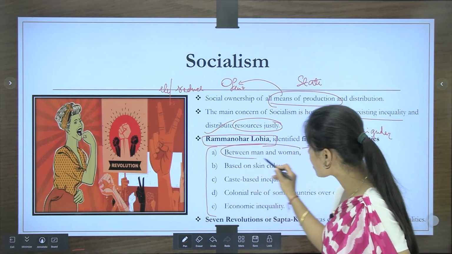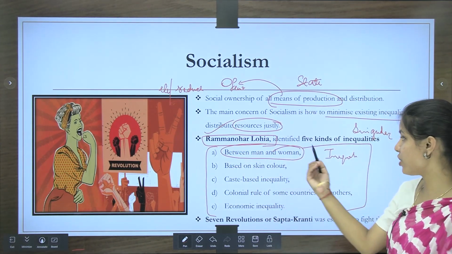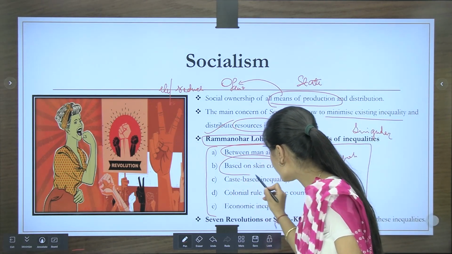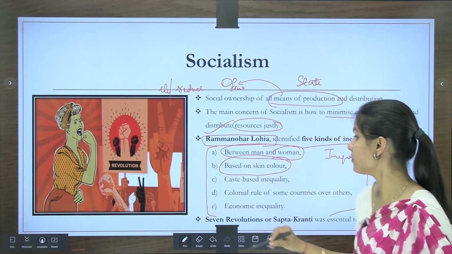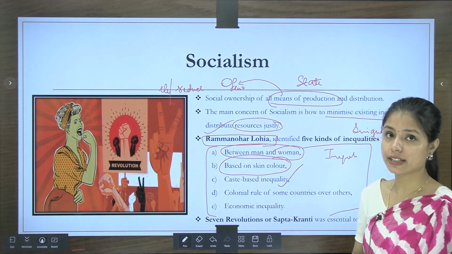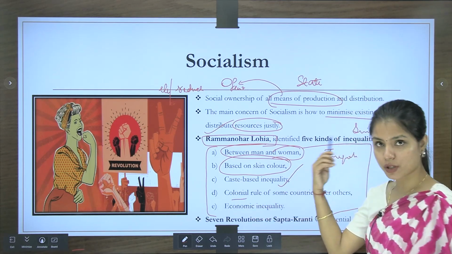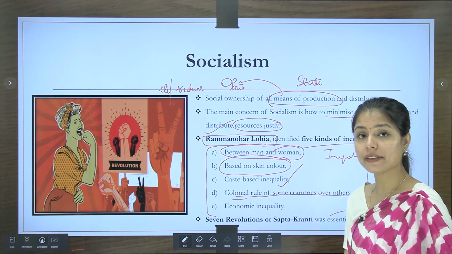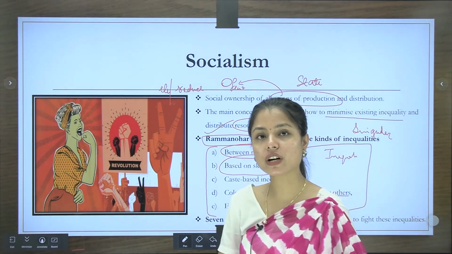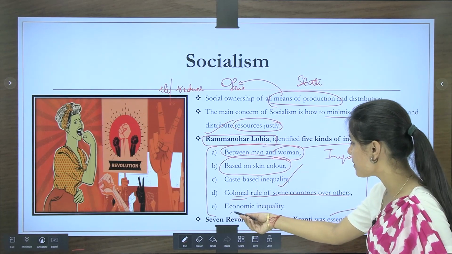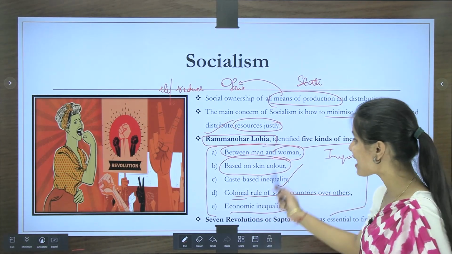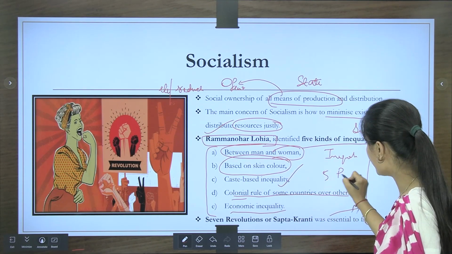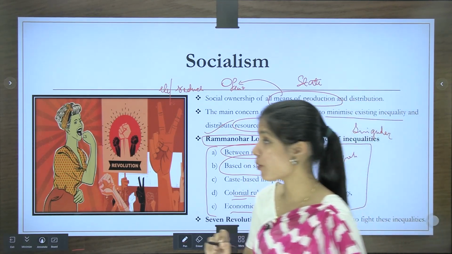First is the distinction between man and woman. So there is gender inequality, Ram Manohar Lohia says. Then there is inequality based on skin color. Then caste based inequalities. Then the inequality of colonial rule of some countries over others. So you would see Britain ruling over other countries. And then comes economic inequality. Besides these, he says for 5 of them, you would need 5 revolutions. So it's a very, very important aspect.